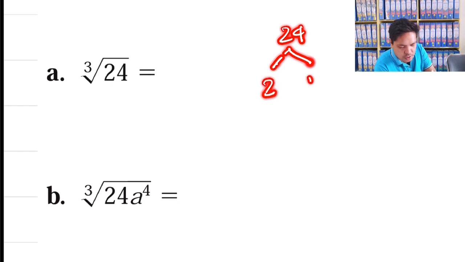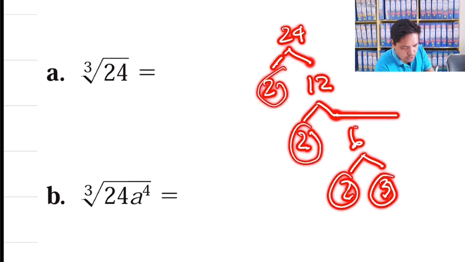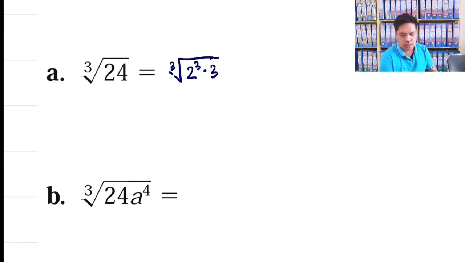So that's 2 and 12. Okay? How about the factors of 12? That's 2 and 6. And the factors of 6 is 2 and 3. So you have 2 times 2 times 2 times 3. Or 2 cubed times 3. Okay? So you have cube root of 2 cubed times 3.